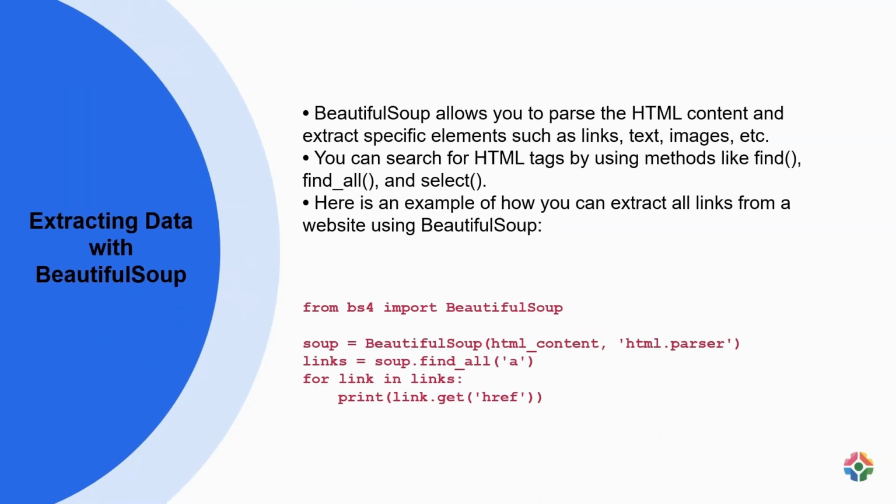BeautifulSoup is a Python library for parsing HTML content. It offers methods like find and findAll to search for specific HTML tags. With BeautifulSoup, you can extract elements such as links, text, and images from a web page. To extract all links from a website, you can use BeautifulSoup's findAll method. For example, by using soup.findAll('a'), you can retrieve all A tags, hyperlinks, from the HTML content. You can then iterate through the results and access the URLs using link.get('href').